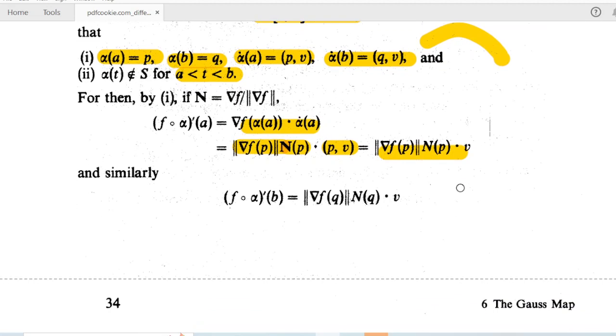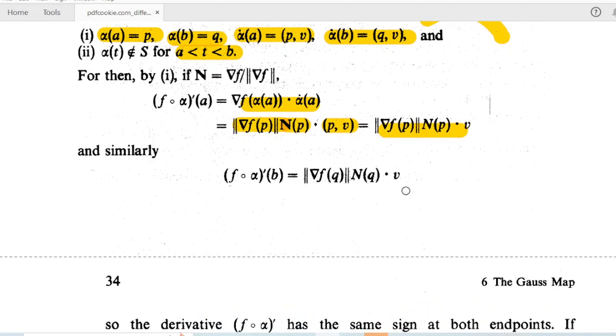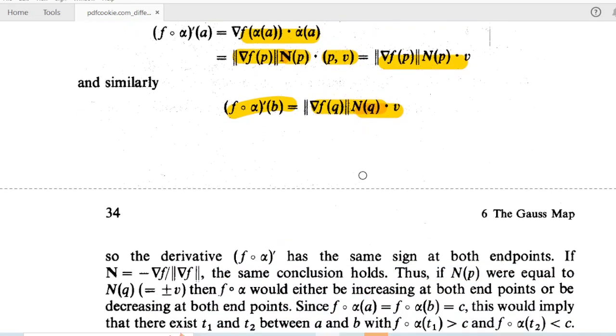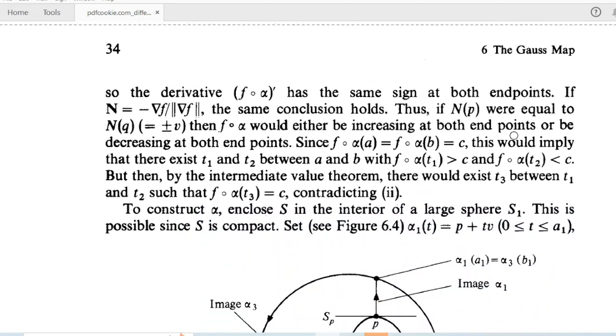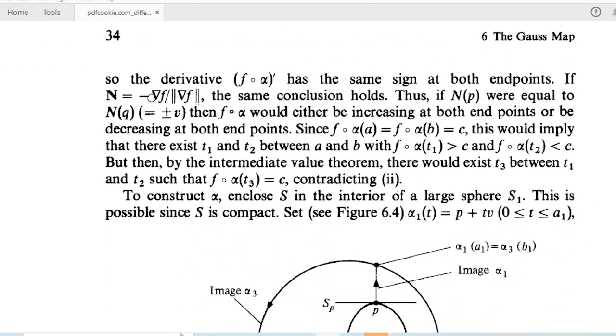Okay, so similarly for q, the composition alpha dash of b is equal to, at the point q, we get this. So the derivative of f composition alpha dash has the same sign at both endpoints. So if n bar is equal to minus nabla f by norm of nabla f, similarly the same conclusion will hold, it will come the same way.